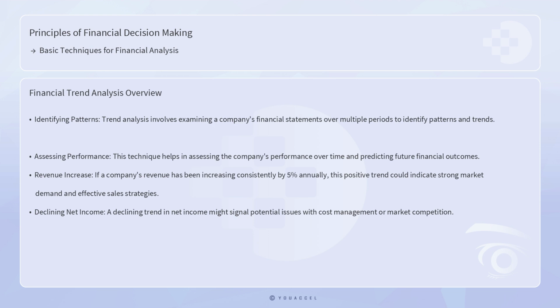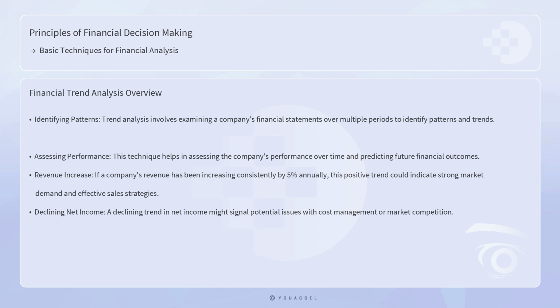Trend analysis involves examining a company's financial statements over multiple periods to identify patterns and trends. This technique helps in assessing the company's performance over time and predicting future financial outcomes. For instance, if a company's revenue has been increasing consistently by 5% annually, this positive trend could indicate strong market demand and effective sales strategies.